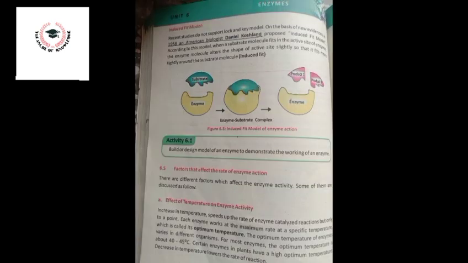Now, induced fit model. Recent studies do not support lock and key model. On the basis of new evidences in 1958, an American biologist, Daniel Koshland, proposed induced fit model. According to this model, when a substrate molecule fits in the active site of enzyme, the enzyme molecules alter the shape of active site slightly, so that it fits more tightly around the substrate molecule.